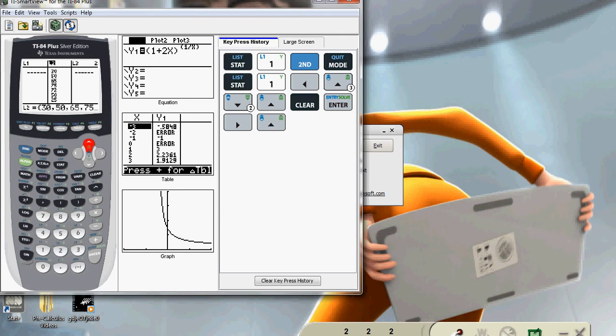So I'm going to come up here, go to the top of the list and hit the up arrow one time so that I'm up there where L2 is highlighted. I'm going to hit clear and then enter, and it clears out the entire list.